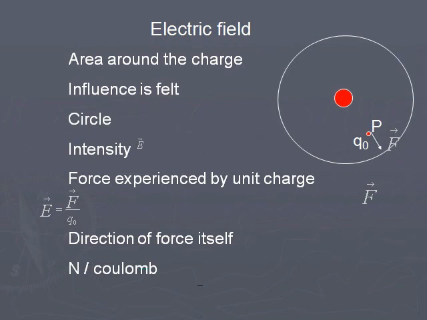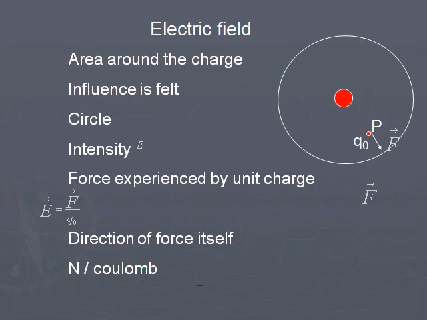Electric field is measured with a vector quantity known as electric field intensity, indicated with capital E bar. It is defined as the force experienced by a unit positive charge placed at that point. The unit positive charge placed at a point experiences some force. That force is called the electric field intensity.